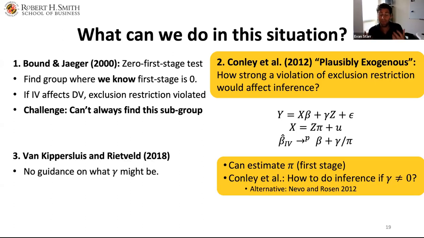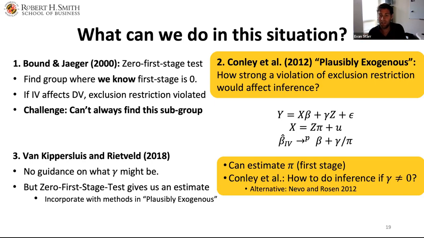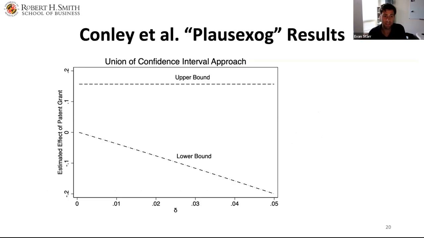Okay, so the problem here is, how do you know what reasonable values of gamma are? And so van Kippersluis and Rietveld say, well, this is a problem. And so their approach is to basically integrate Bound and Jaeger with Conley. They say, look, if you have a zero first stage that you know from the Bound and Jaeger approach, then you can use that to bound what gamma might be. And then from there on, you can use the plausibly exogenous methods. Okay, so that's basically it. So if we look at the plausibly exogenous results, there are several ways to implement this. You can specify the whole distribution of gamma. You can look at different levels of gamma and see how your results change. But this is the uniform confidence interval approach that they recommend.